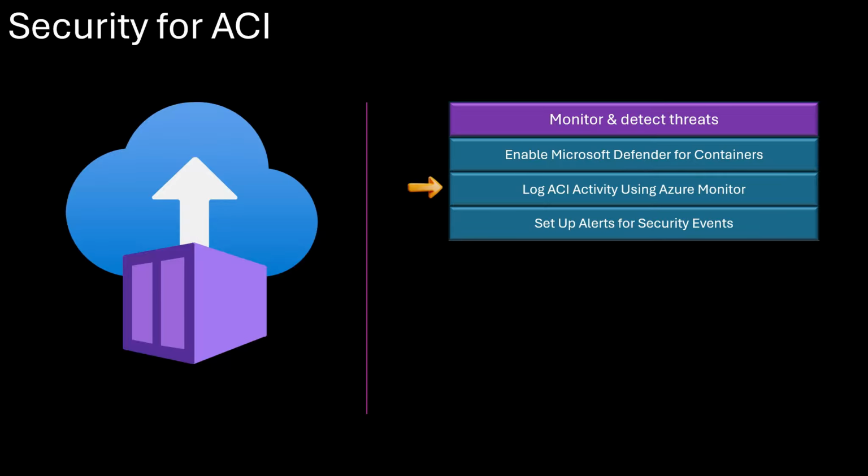You log ACI activity using Azure Monitor. You can track who created, modified, or deleted your container instances. And you set up alerts for security events. You can configure Microsoft Defender for Cloud to notify you about unauthorized access attempts or anomalies. Bottom line, by monitoring your ACI workloads, you can quickly detect and respond to security threats before they escalate.